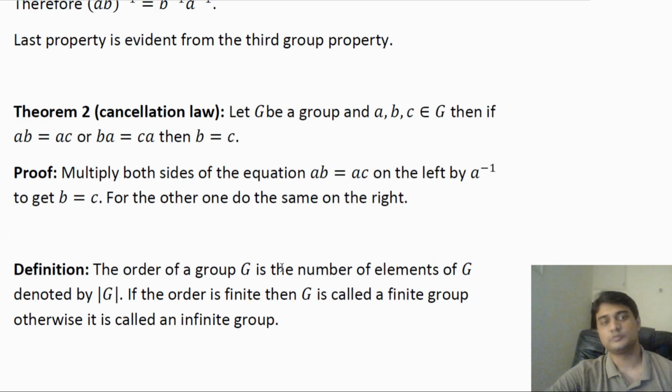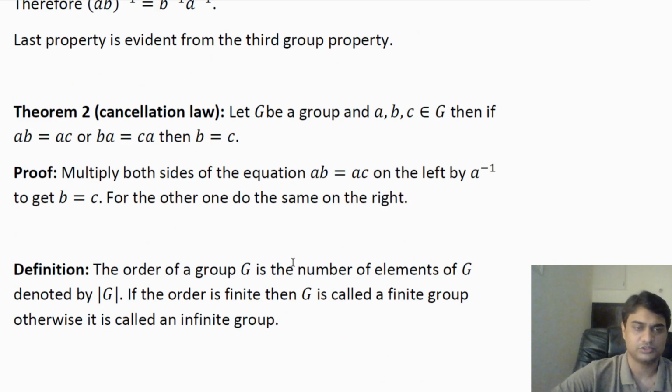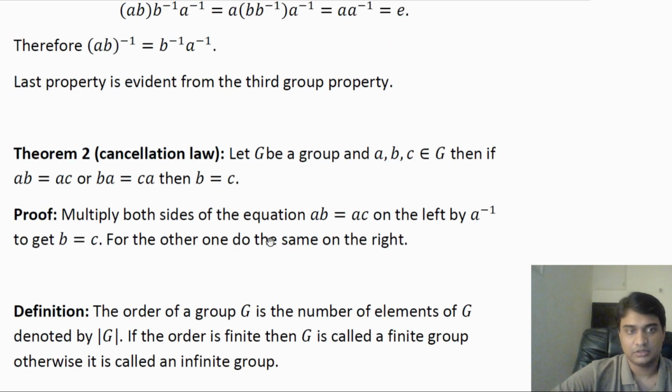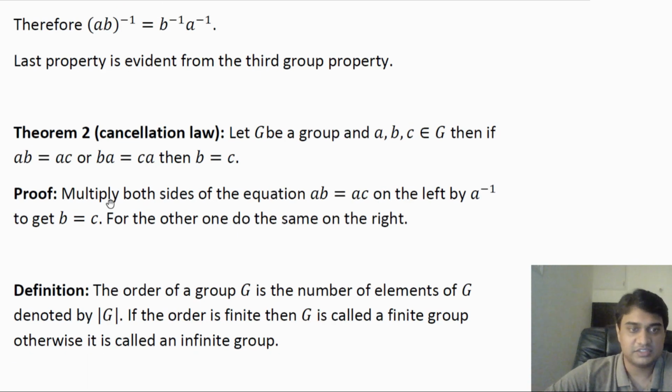And the second theorem is the cancellation law. It's also a very basic theorem, and one of the familiar ones as well, right? Not in the context of groups, but in the context of numbers, real numbers. We know these cancellation laws, and we are familiar with them from the very beginning. So it says that let G be a group and let A, B, C be in G. Then if AB equals AC, or if BA equals CA, then B equals C. So this is the cancellation law.